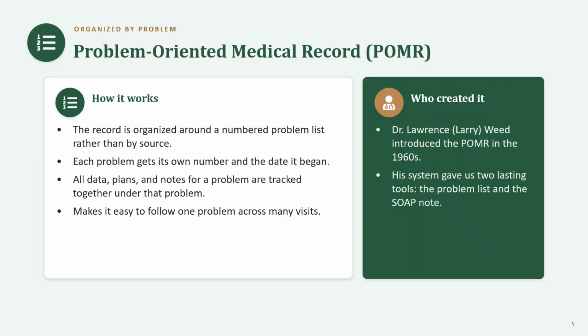Instead of grouping by source, the POMR is organized around a numbered problem list. Every problem the patient has gets its own number and the date it began, and then all the data, plans, and notes related to that problem are tracked together under that problem. The payoff is exactly what the source-oriented record struggled with. You can follow a single problem cleanly across many visits and many years because it all lives in one place.